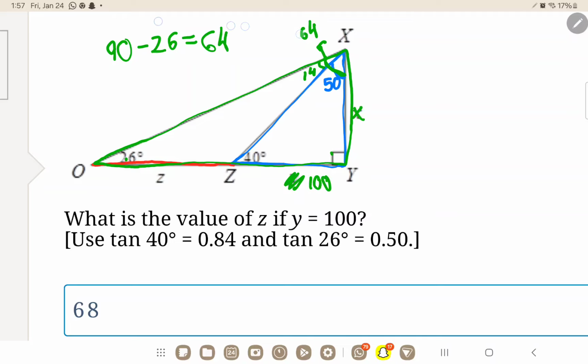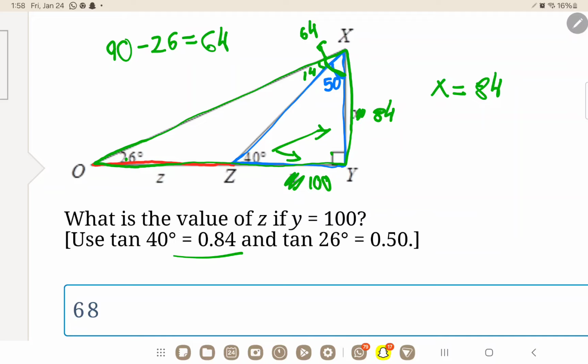What is x? X is, sorry, my bad, it's the opposite of 40. And 100 is the adjacent to 40. What can we do when we have only the opposite and the adjacent and an angle? We do tan 40 equals opposite, which is x, over adjacent, which is 100. They gave us tan 40 to be 0.84. So 0.84 equals x over 100. So x equals 84. So we can change this x here to be 84.